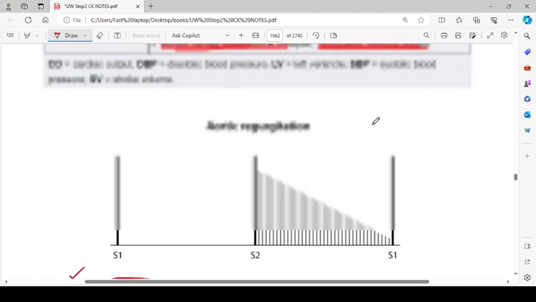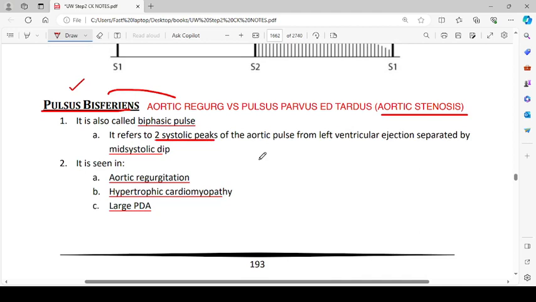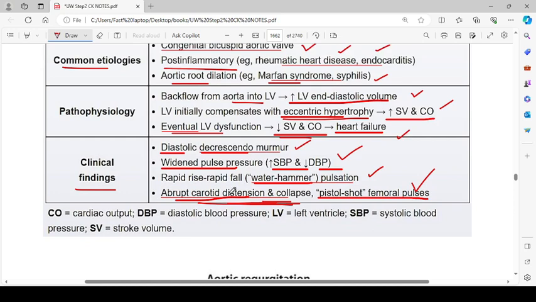I'm sorry, I actually messed it up. Abrupt carotid distension and collapse is not pulsus parvus et tardus. It is pulsus bisferens, I guess. It is also called as the biphasic pulse. Actually, the pulsus parvus et tardus is associated with the aortic stenosis. We are right now talking about aortic regurgitation.